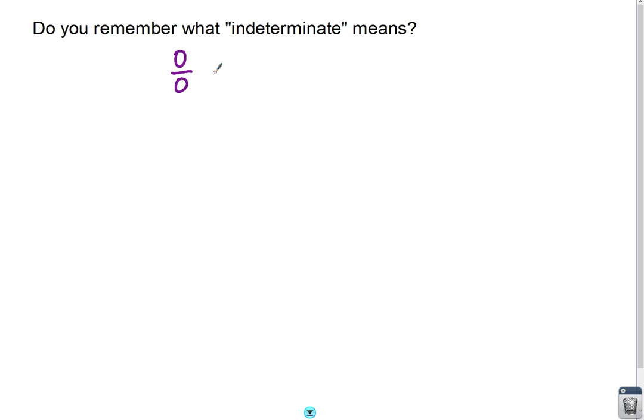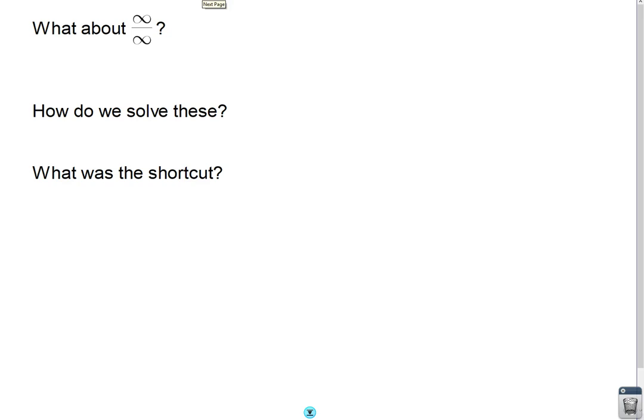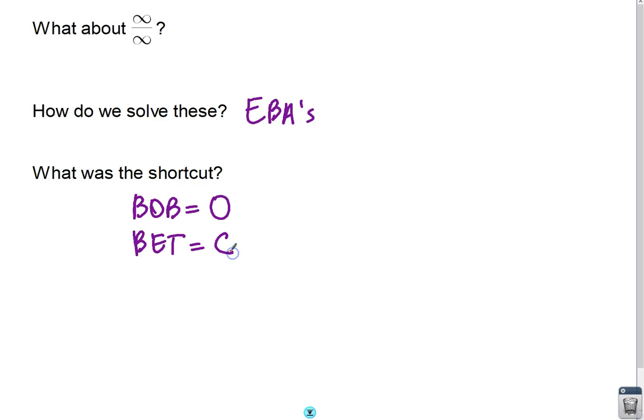Okay, so what about if we have infinity over infinity? Have we done these before? Yes, we have. We've used our end behavior asymptotes. Does anyone remember the shortcut? There are actually 2 different types of shortcuts. We have bigger on bottom, which means if the degree of the bottom is bigger, then your end behavior asymptote is 0. If the degree of the bottom is equal to the top, it is your leading coefficients.